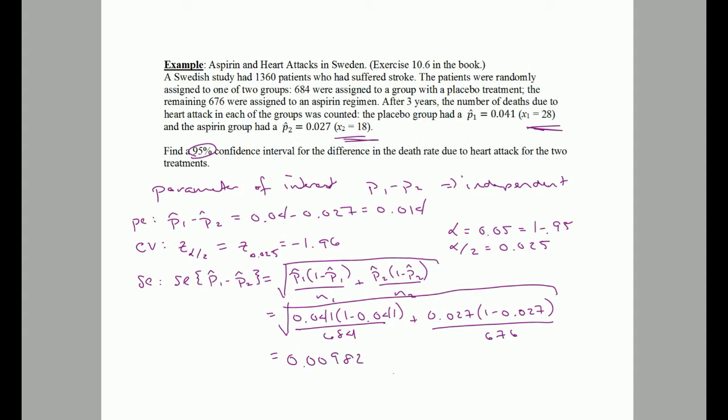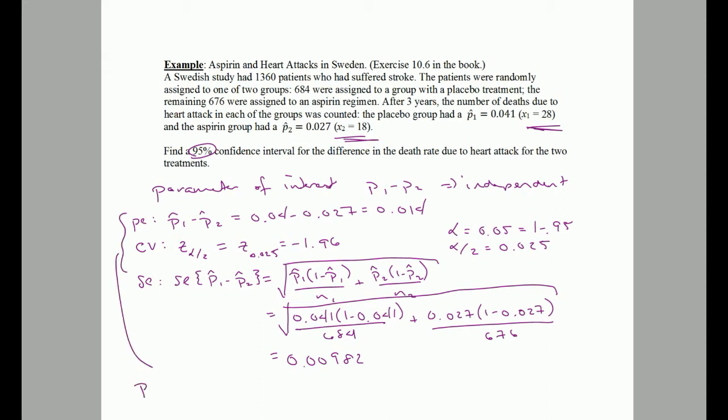0.00982. So we can see that because we have a very small proportion in each sample, and because our sample sizes are so large, we have a very small standard error. So now we just need to put these three pieces together, the PE, the SE, and the CV.